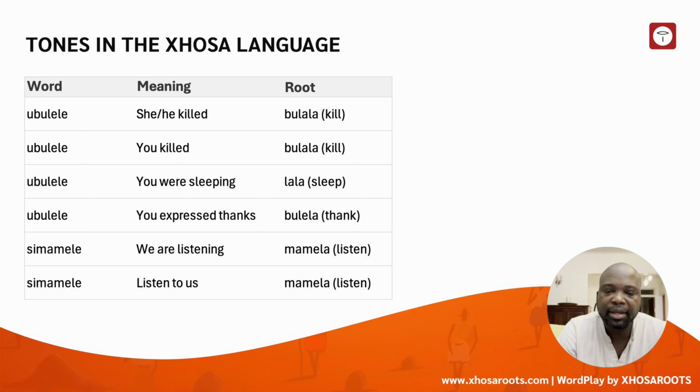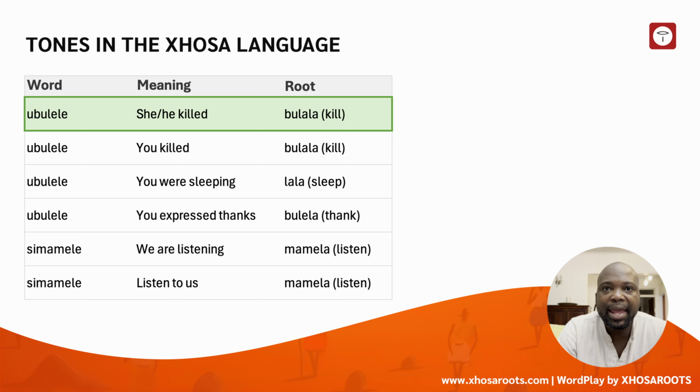And first we look at a high tone example. An example of a word here is ubulele, ubulele. So the u, which is in high pitch, the meaning of the phrase ubulele is he or she killed. He or she killed.